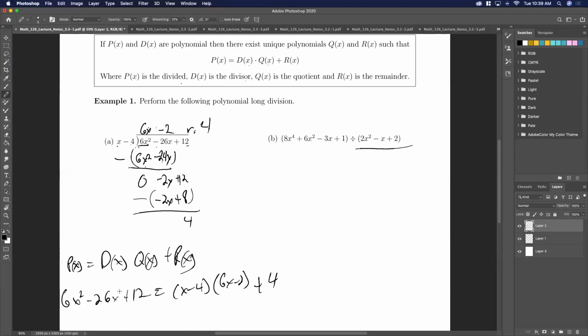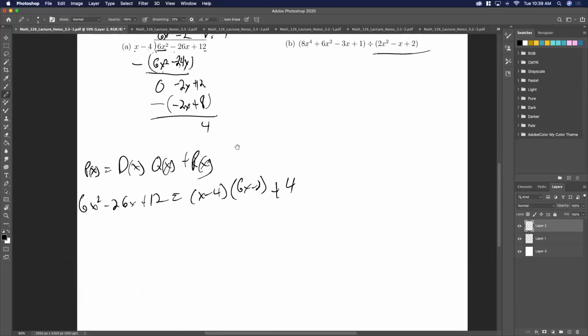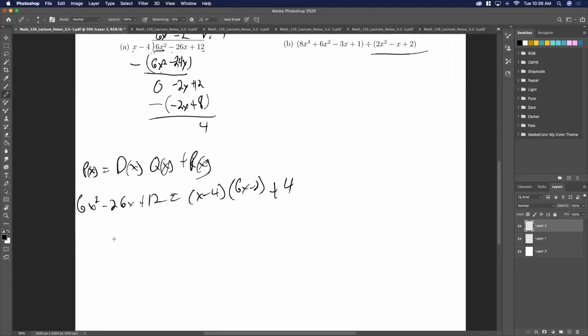Okay. This is how most of you have seen to write it. Some of you have written it this way: 6x squared minus 26x plus 12 divided by x minus 4 equals 6x minus 2 plus 4 over x minus 4. Some of you have seen it this way. I've seen them both ways. Either way you do it on the homework's fine.